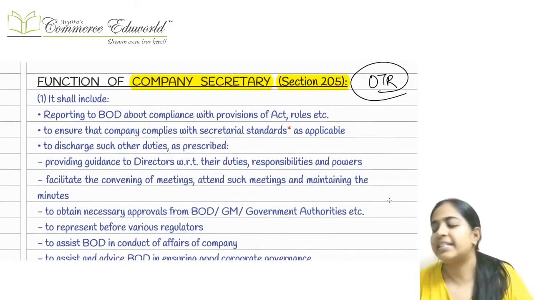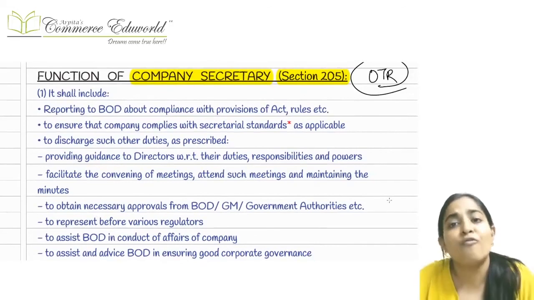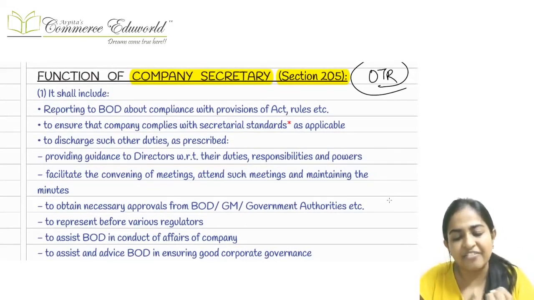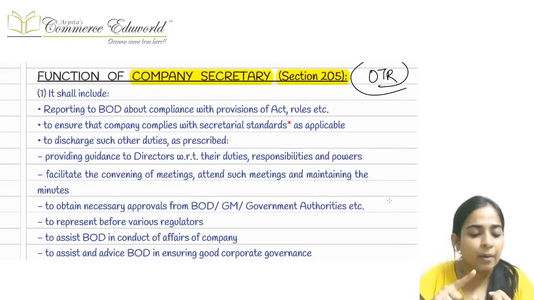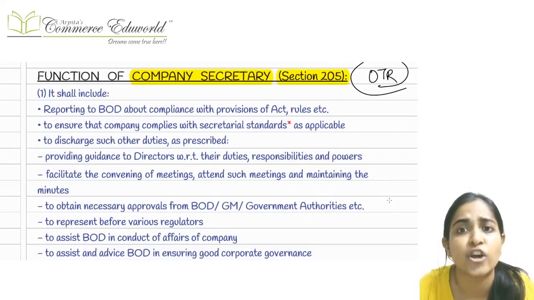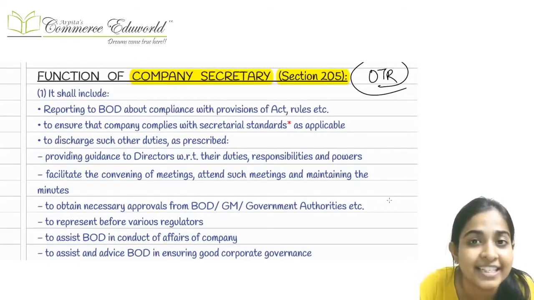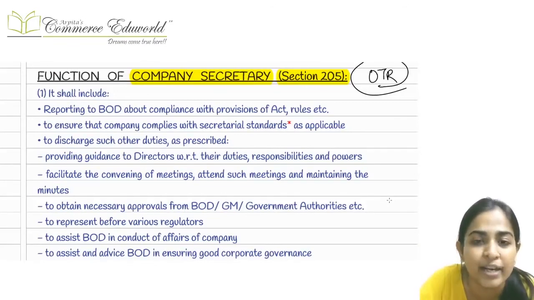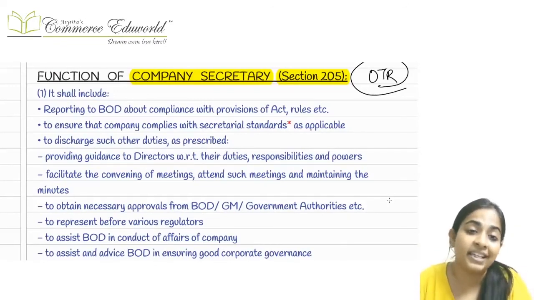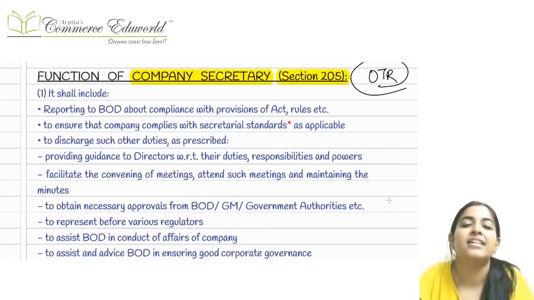Section 205 is a one-time read section which was mainly talking about the functions of the company secretary in general. What are his functions? For example, convening and conducting meetings, preparing the minutes, making sure that all the compliances have been followed. He acts as a compliance officer for the listed companies, as studied in the LODR provisions. He advises the board about all the compliances that the company should follow. He has to follow all the secretarial standards.